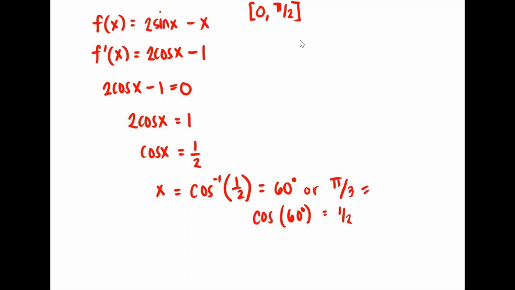So using the table, we have 0, we have pi over 3, and pi over 2. Right? So if you will recall this one, this is 0, this is pi over 4, this is pi over 6, this is pi over 3, and this is pi over 2. So pi over 3 belongs to the interval from 0 to pi over 2.